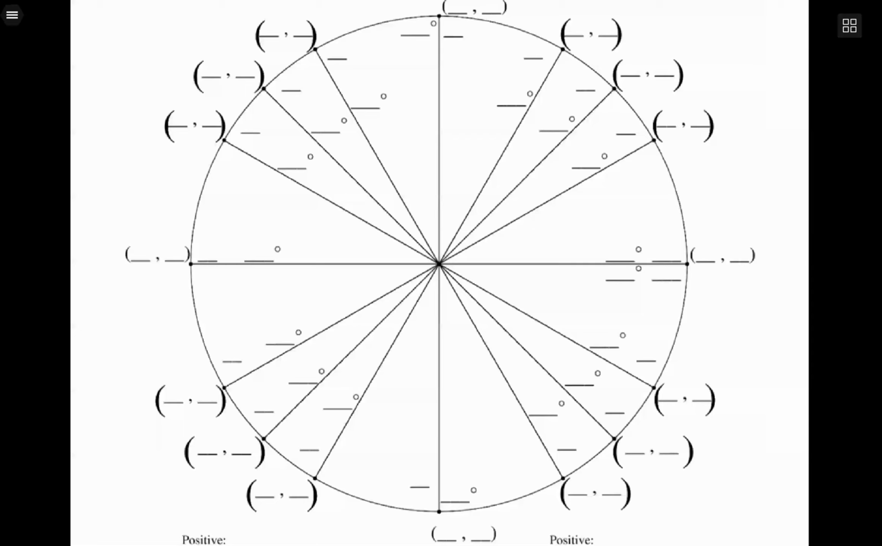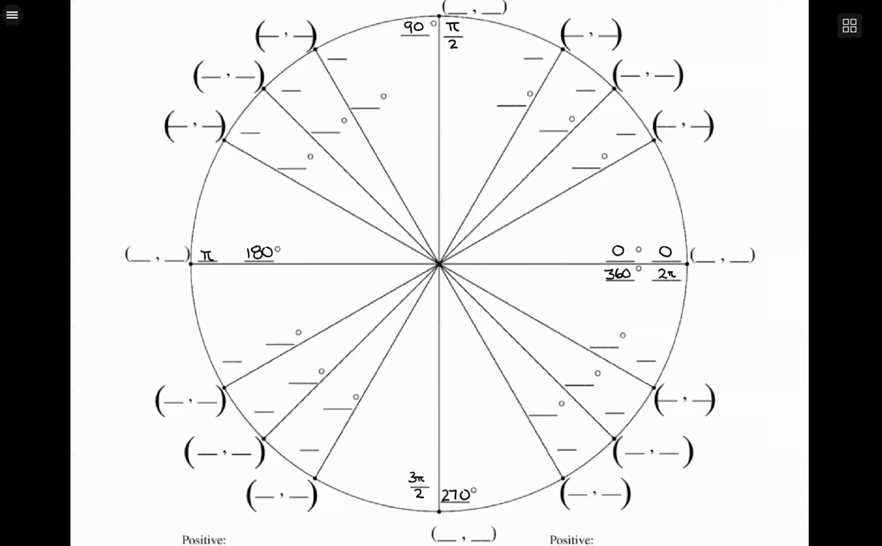So I'm going to go through and mark our important ones. There's 0 degrees, 90 degrees, 180, 270, and 360. And I'm going to go ahead and fill in the radians for those too. So 0 degrees in radians is just 0, 90 is pi over 2, 180 is pi, and 270 is 3 pi over 2. And then 360 is 2 pi.